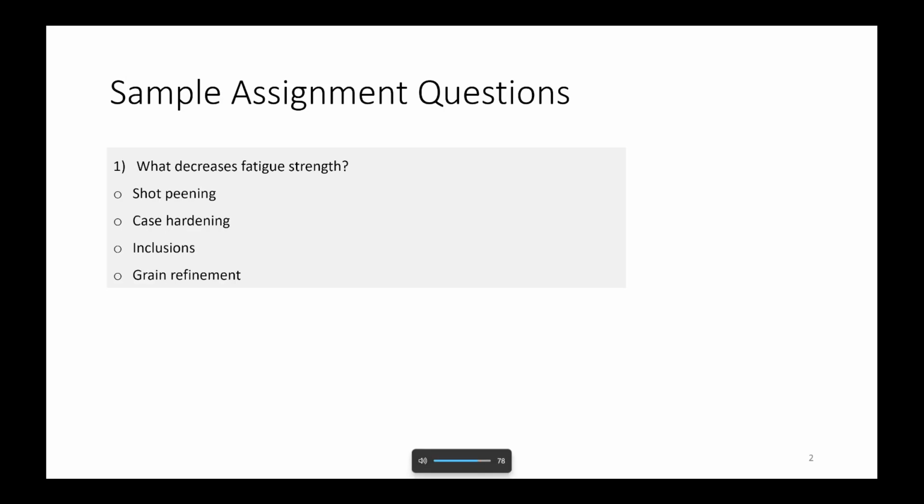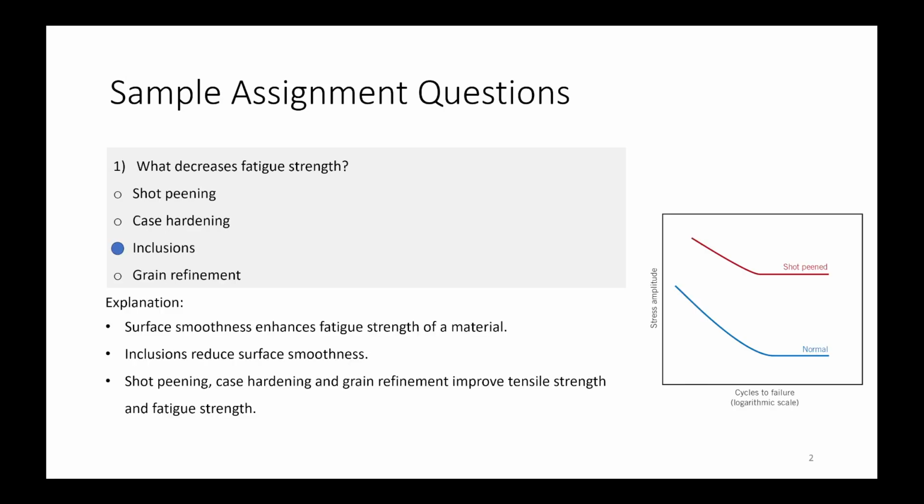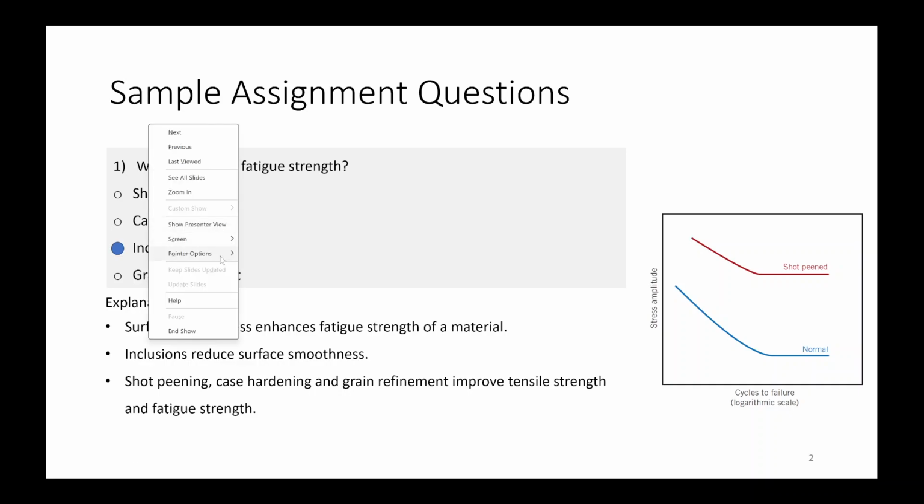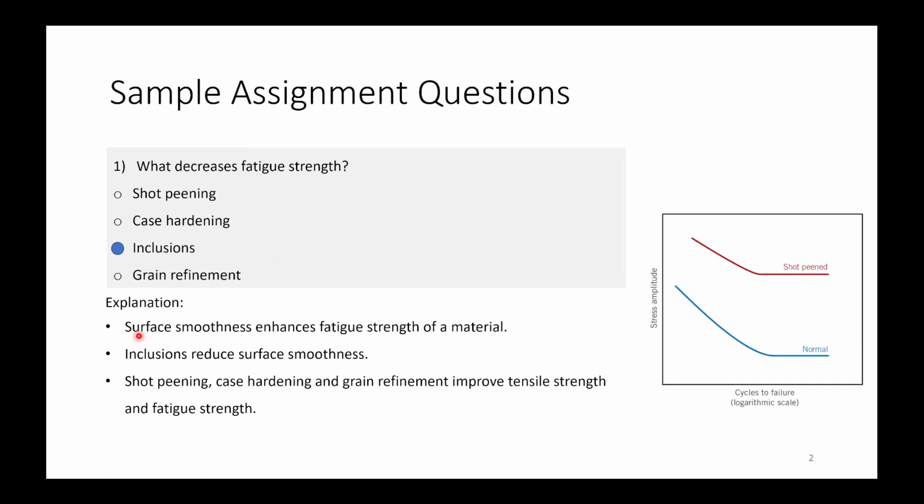So we know that fatigue strength improves when the surface is smoother for the material. So shot peening, case hardening, and grain refinement, these all help in fatigue strength, while inclusions reduce the smoothness of the surface. So as shown here, surface smoothness enhances fatigue strength of a material, and inclusions reduce surface smoothness, and shot peening, case hardening, and grain refinement improve tensile strength as well as fatigue strength.